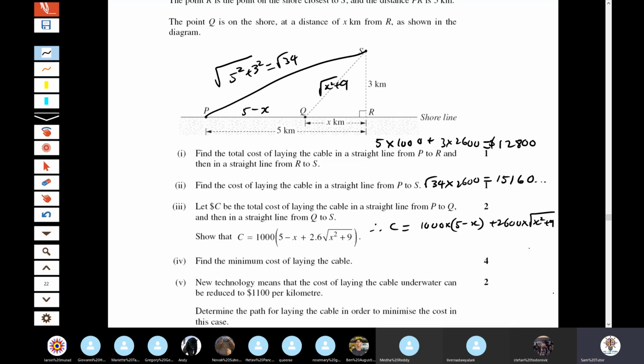I hope that every single one of my Year 12 students that are going to walk into Monday's exam will attempt the minimum cost or maximum before they create their equations. Because it's at the end of the paper, it will be a show question. It won't be a find question. Because it's a show, the equation is given in front of you. Just go and differentiate it. Bag your 4 marks, then come back up and get your 2 marks.